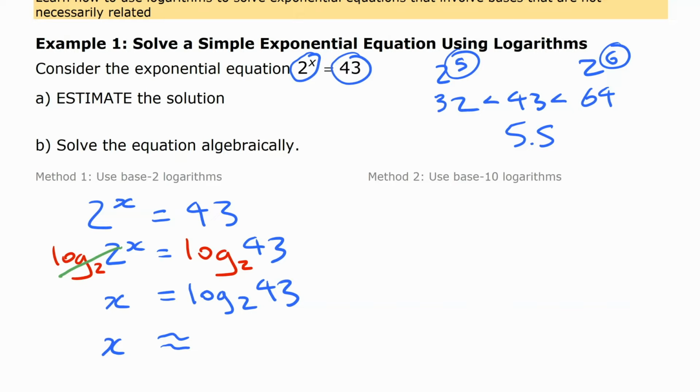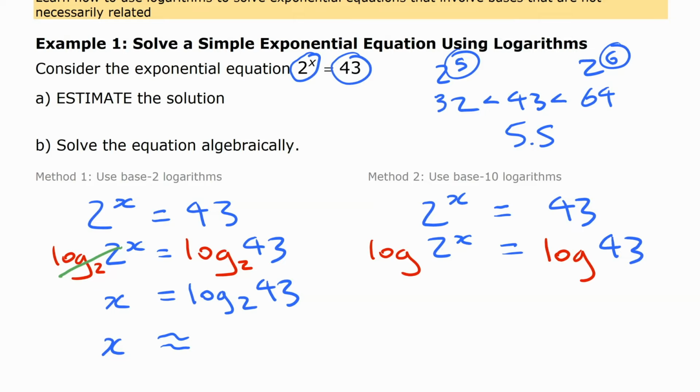Now, you might say, why are you using base 10 logarithms if this is base 2? Well, because lots of times calculators don't have other base logarithms other than base 10, because really you don't need them, as you'll see here. We're going to do the same thing, except we're going to take the log base 10 of both sides. So we're going to say log base 10 of 2 to the x is equal to log base 10 of 43.